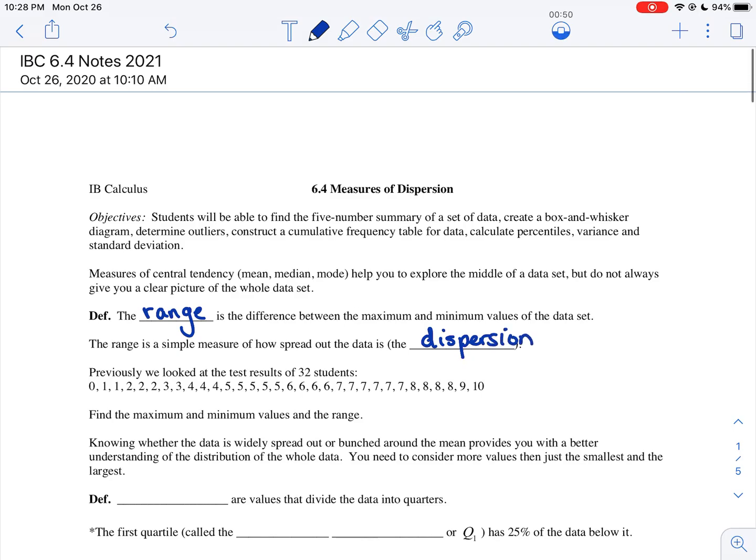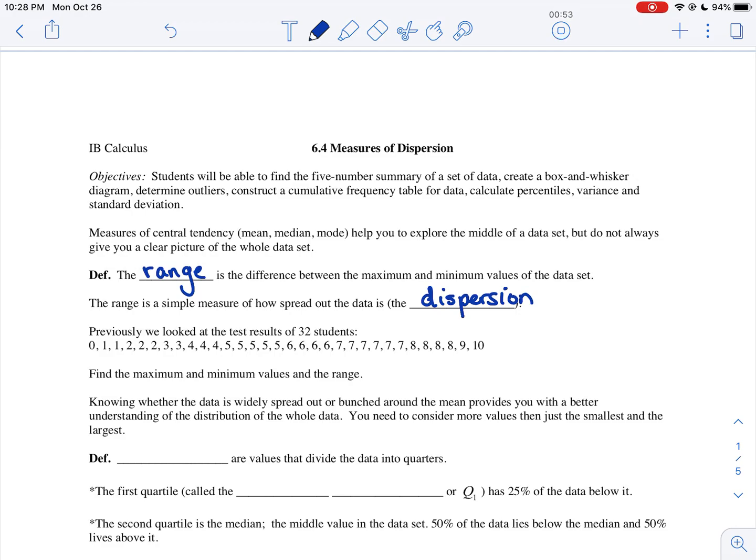Previously, we looked at the test results of 32 students. Maybe we did, maybe we didn't. I don't know. So here are the results, okay? So maybe this was a test that was 10 points. It says find the maximum and the minimum values in the range. So you guys, this is easy peasy. The max is 10, the minimum is 0, and then the range is the max minus the min. So the range, sorry about that, is 10 minus 0. So the range is 10.